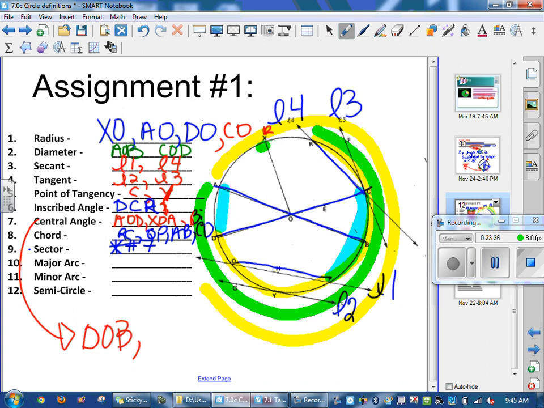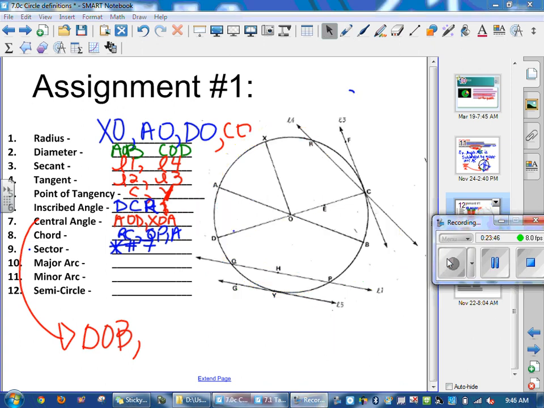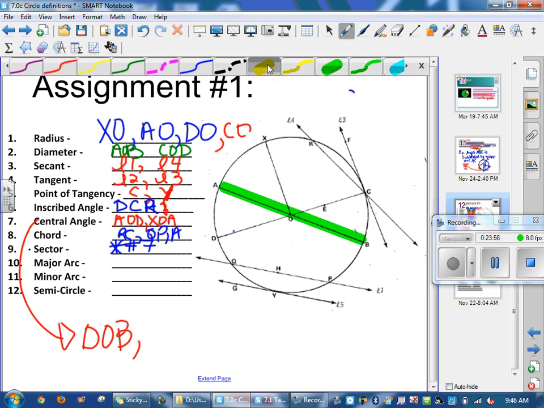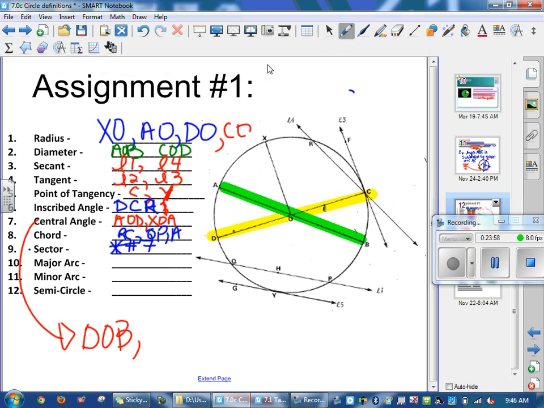Semicircles are specific. Last one here, semicircles. Semicircles form exactly half a circle. We've got one on either side of that green line. We also have one on either side of that yellow line. Okay, so there's 4 different semicircles. Because remember, a semicircle must go through the middle. It must touch that origin point. This concludes circle definitions. Check your work.